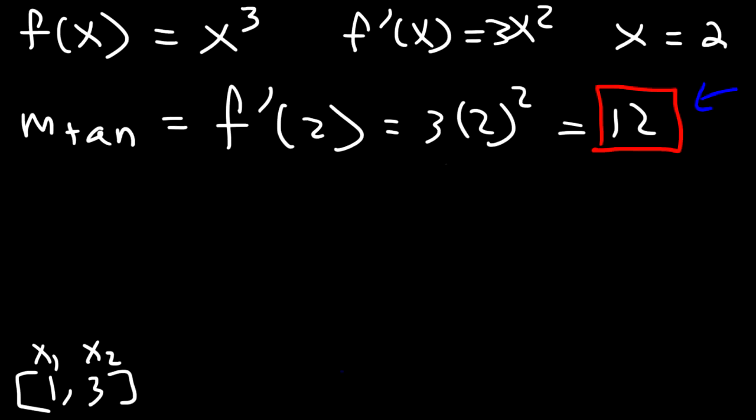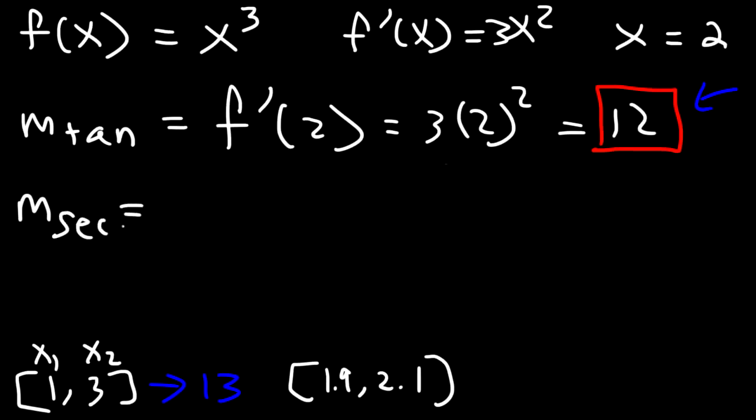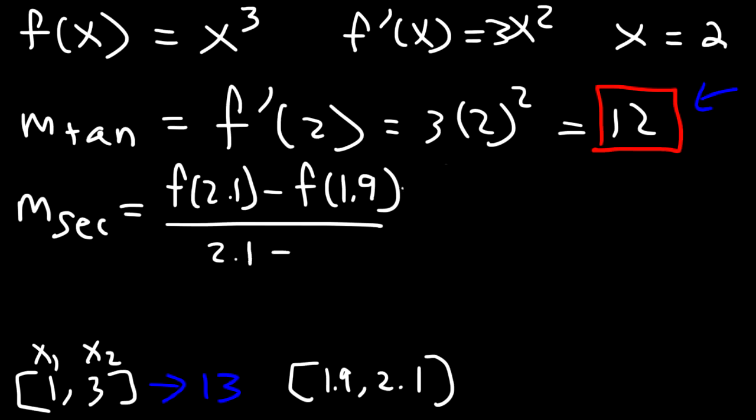So I'm just going to write this down on the bottom for reference. So now let's choose numbers that are closer to 2, like 1.9 and 2.1. So 2 is the midpoint. So it's going to be f of 2.1 minus f of 1.9 over 2.1 minus 1.9. So let's plug in 2.1 into that expression.